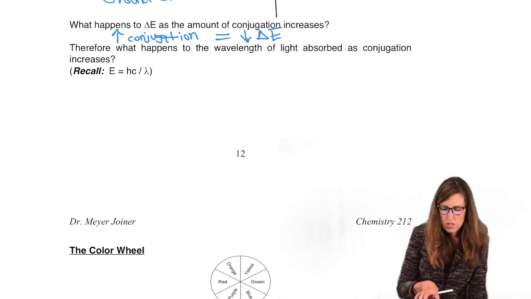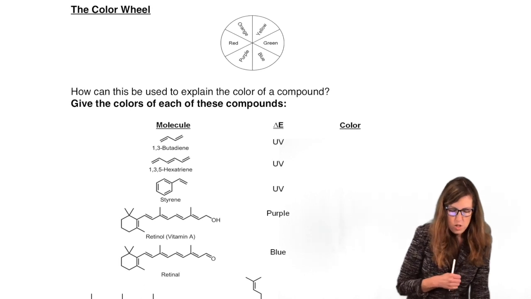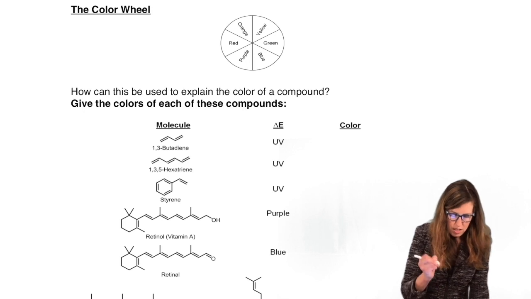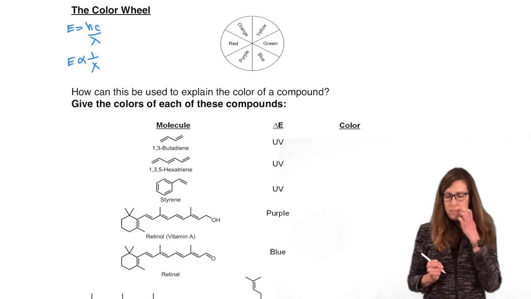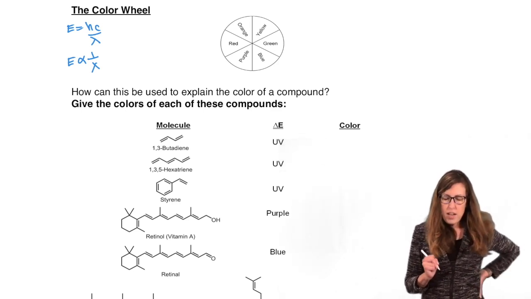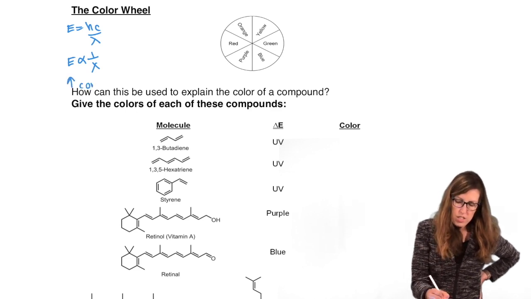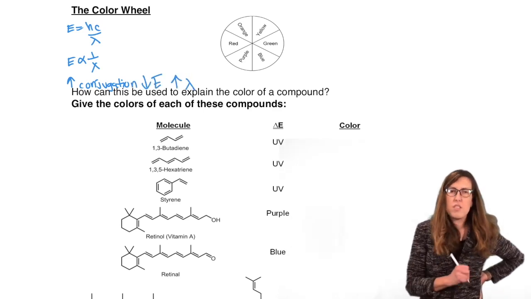So in order to do that, we're going to look at the color wheel. So just a few reminders of energy. If you have energy, you can relate it to wavelength, hc over lambda. So energy is inversely proportional to wavelength. So in other words, the conclusion we made on the previous slide was if we increase conjugation, we decrease energy, that means we increase wavelength. Just want to keep it all straight.